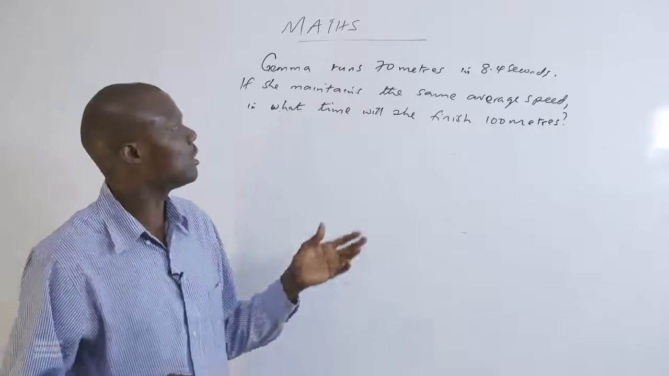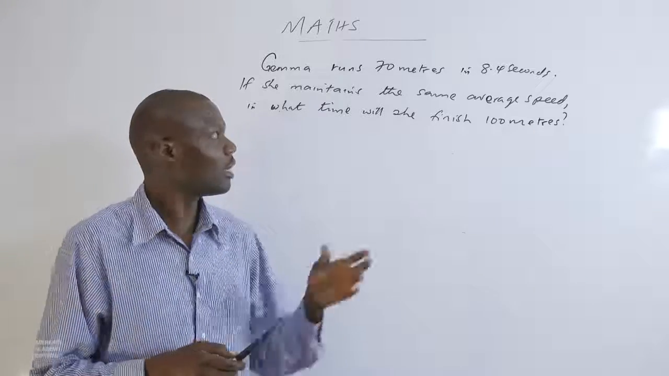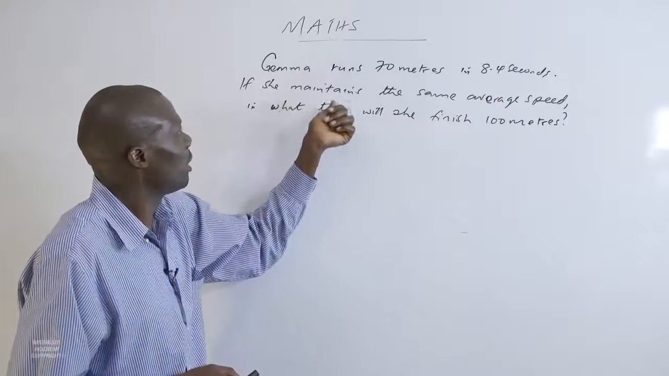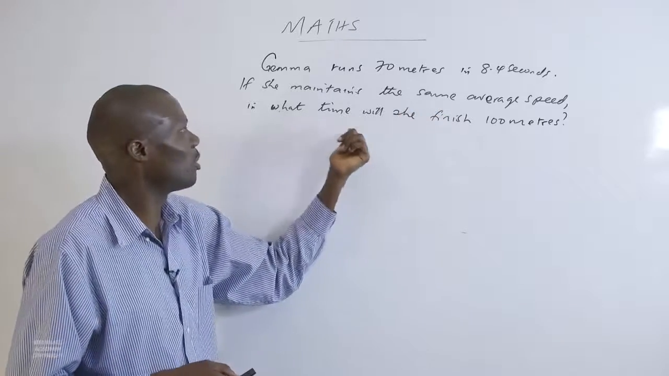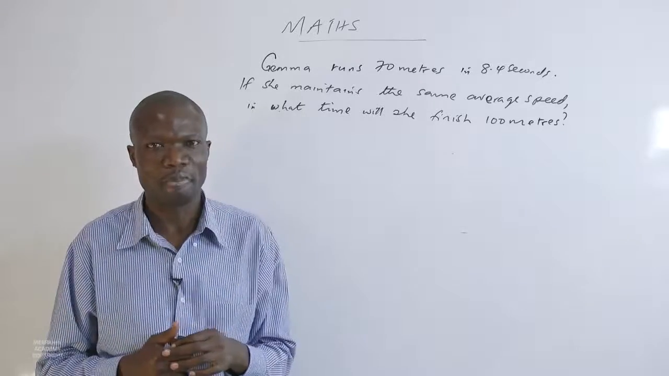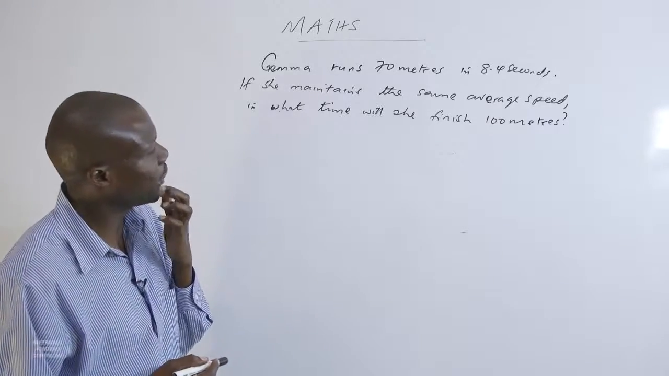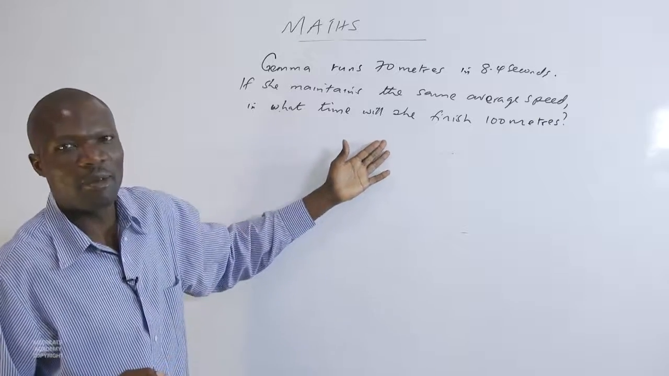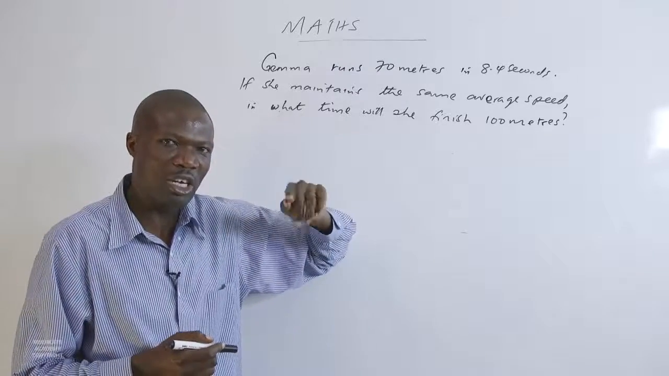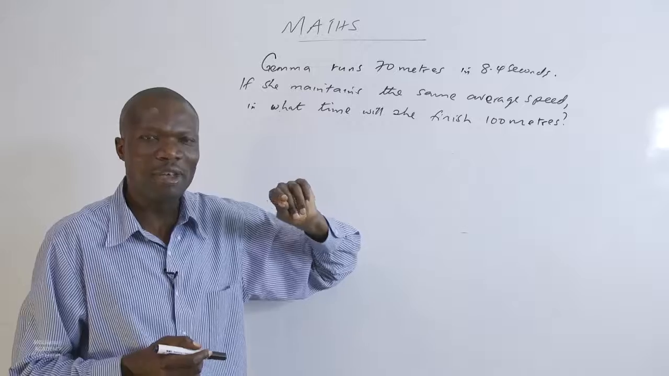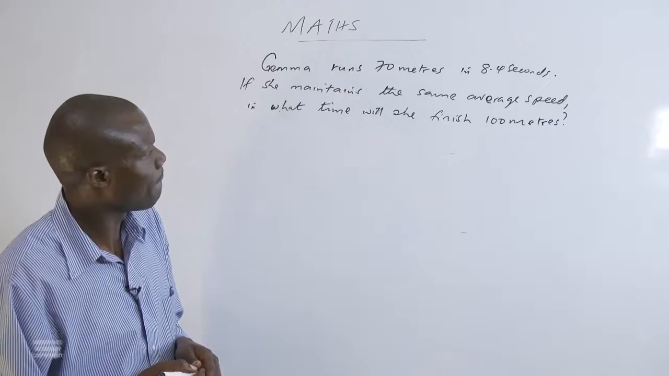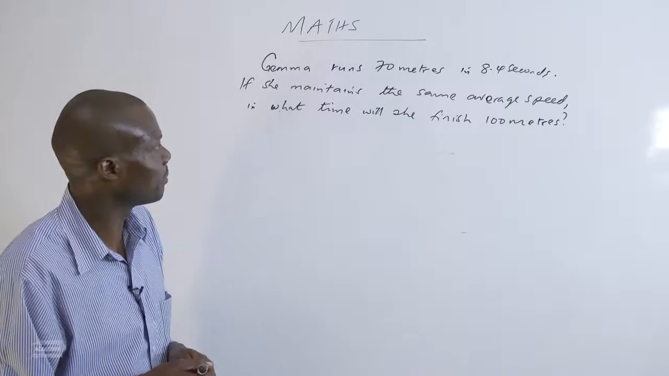Now, Gemma runs 70 meters in strictly 8.4 seconds. If she maintains the same average speed, in what time will she complete or finish a 100-meter race? So this question, we are trying to find the time taken for Gemma to cover 100 meters. But before we go into that, we need to find out the time taken for, let's say, 1 meter. How much time will be taken?